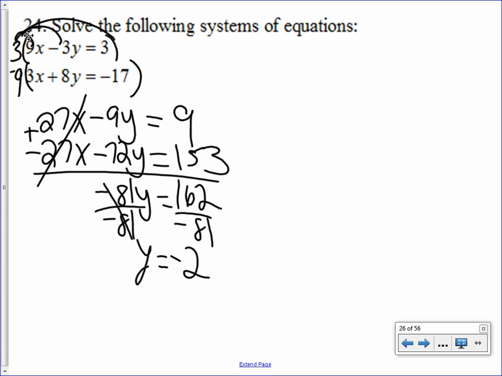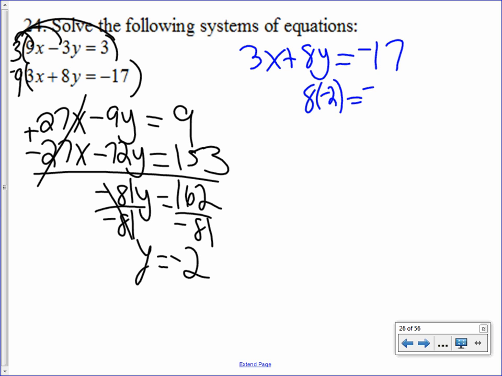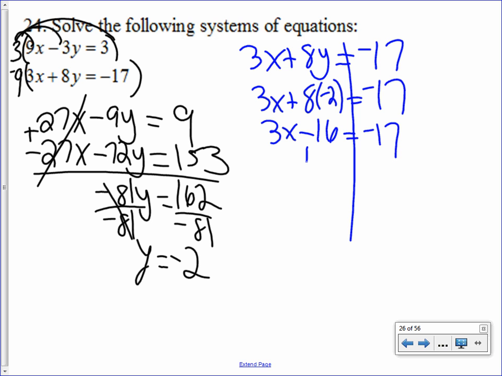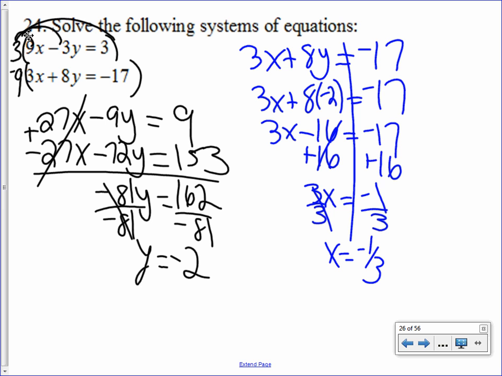Now that I have the y value, I just sub in to find the x value. I'm going to choose the bottom one because everything's positive, or at least the variables are positive. I'm going to replace the y with negative 2, and then I solve the equation. 3x minus 16 equals negative 17, plus 16 on both sides. 3x equals negative 1. Divide by 3, divide by 3. X equals negative 1/3. So as an xy coordinate, your answer would be negative 1/3, comma, negative 2.